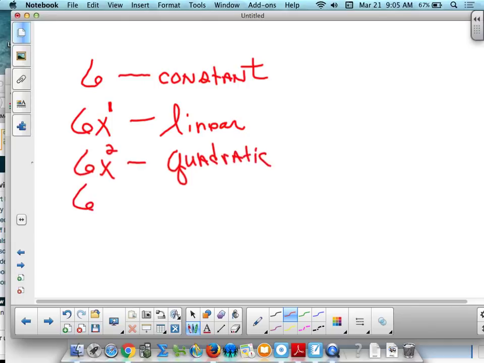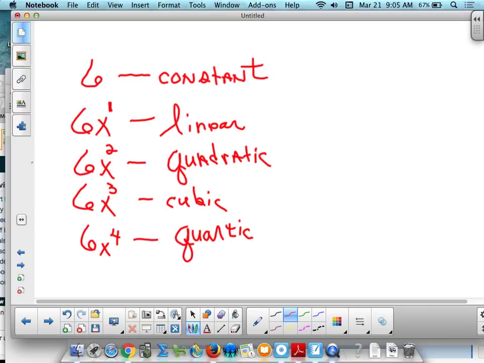6x to the third. I'll just keep going with 6. Cubic. And 6x to the fourth. Quartic. And Dylan, you got questions? No. Okay. What's this? 6x to the fifth. That's quintic. Okay, there it is.